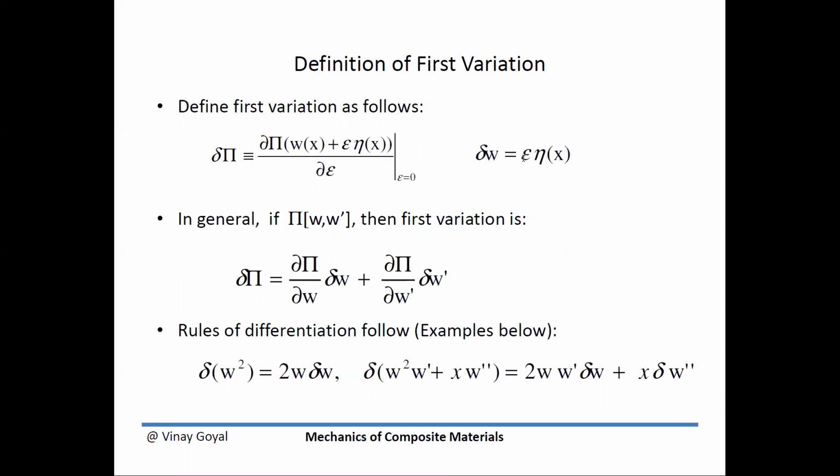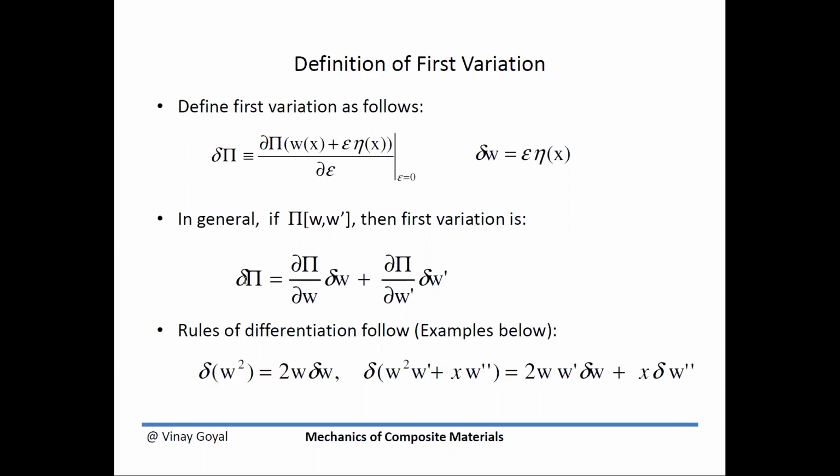So in general, if I want to find the first derivative of pi with respect to epsilon and set epsilon equal to 0, and this is equal to 0, which is to really minimize pi, that's what we're talking about, then I'm going to call this whole thing the first variation of pi. So this symbol here is basically the same thing as this whole thing.